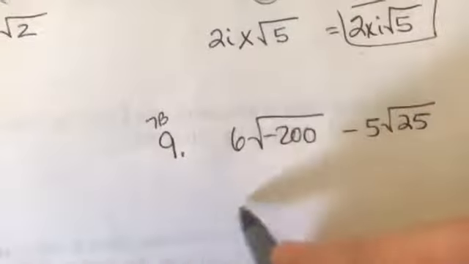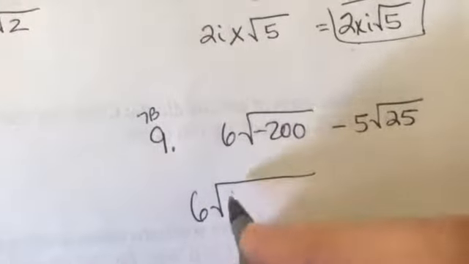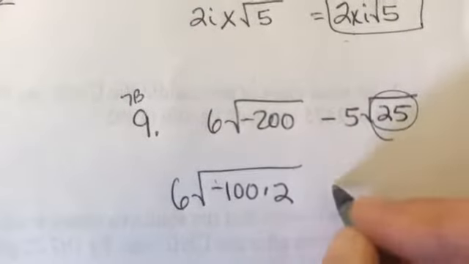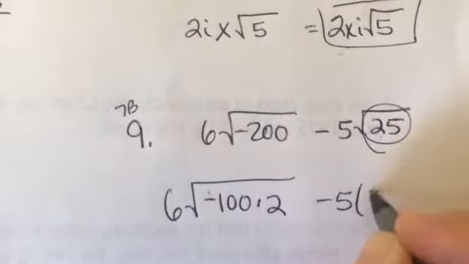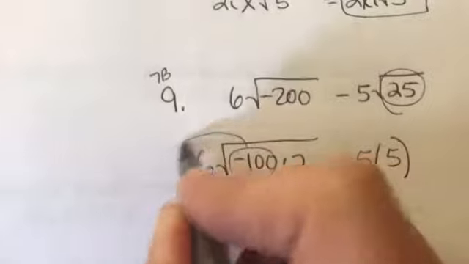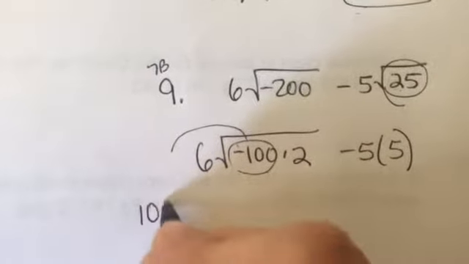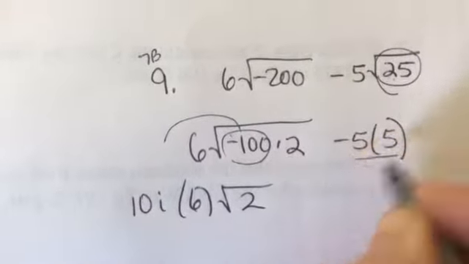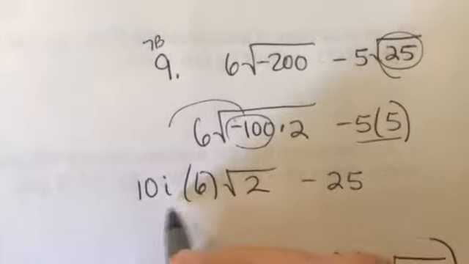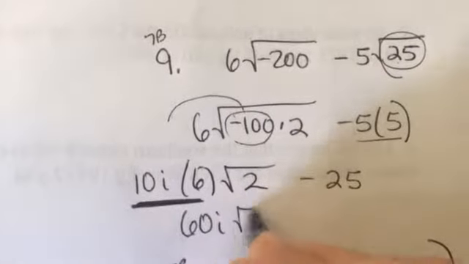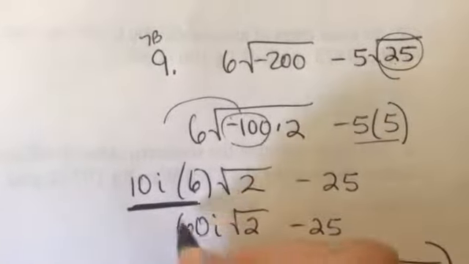Let's try this one. Perfect square in 200 is 100. That's already perfect. So realize the square root of 25 is 5. So I've got that right there. So that one's kind of weird. This guy will come out. Remember, when he comes out, he's a 10i. So I have 10i times 6. And then that's times the square root of 2 minus 25. So for my final answer, they're on the outside of the radical, so I can multiply them together. So I have 60i square root of 2 minus 25. And that would be number 9.